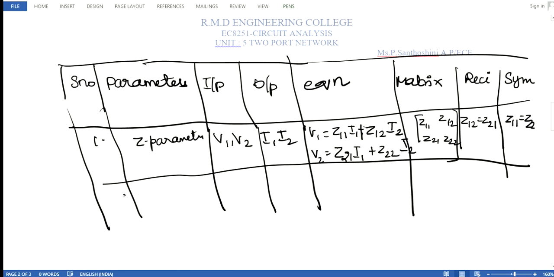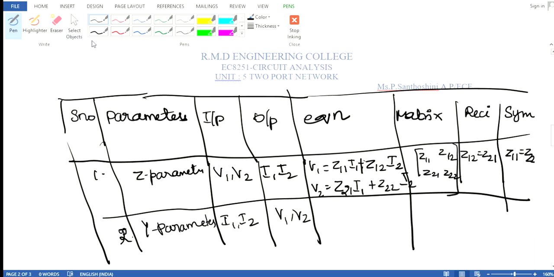Can you tell me the second one? The second one will be the Y parameter. If the first is open circuit impedance, the second will be short circuit admittance. It can be represented by I1, I2 in terms of V1 and V2. Don't call it input and output, sorry, so we can say it in this way.